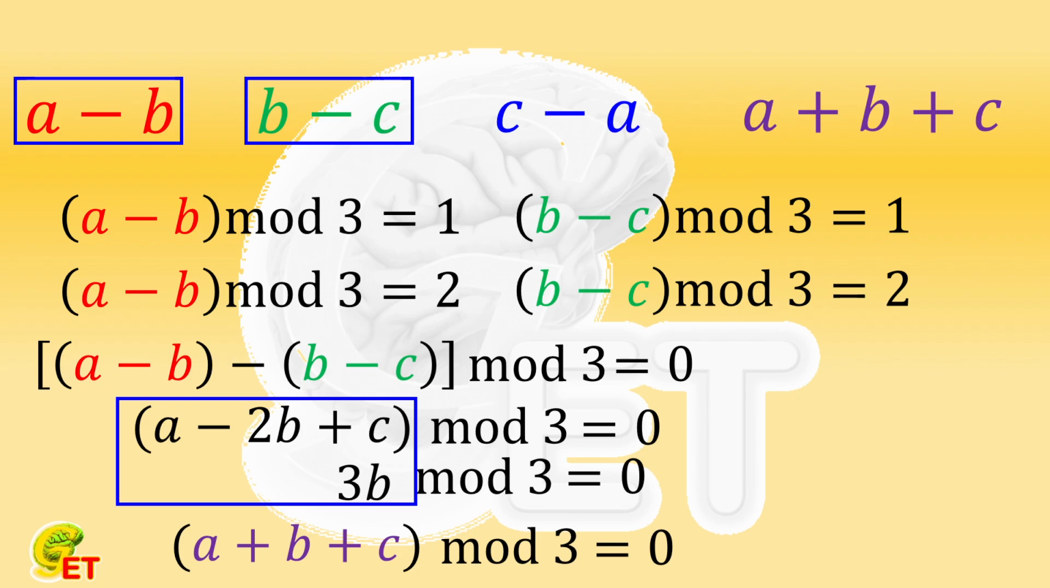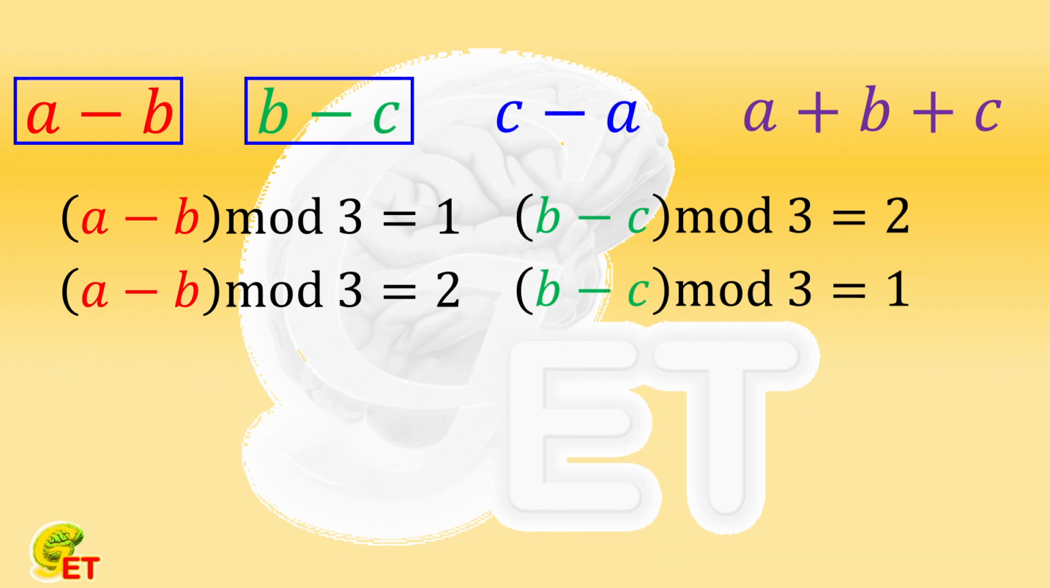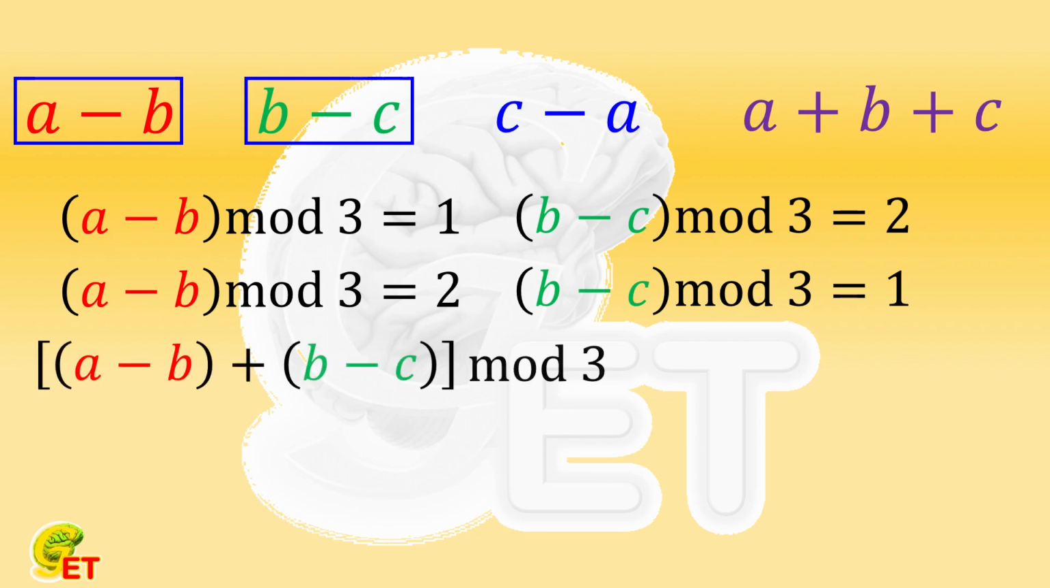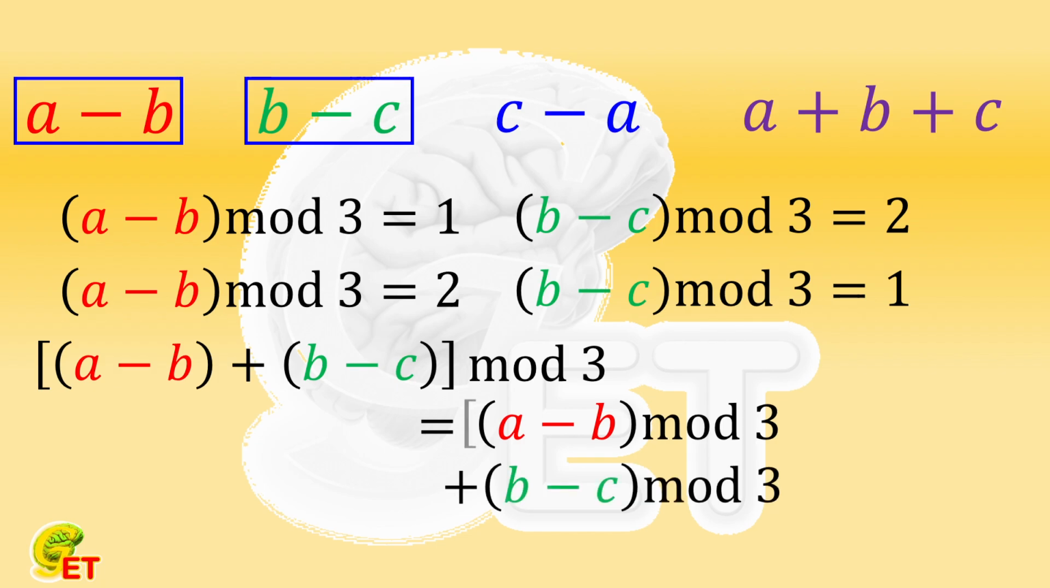In the other cases, where the remainders of A minus B and B minus C divided by 3 are 1 and 2 respectively, this time we first add them up and calculate the remainder of the summation divided by 3. It is equal to the remainder of the summation of the 2 remainders divided by 3. The summation of the 2 remainders is equal to 3, so the final result is also 0.